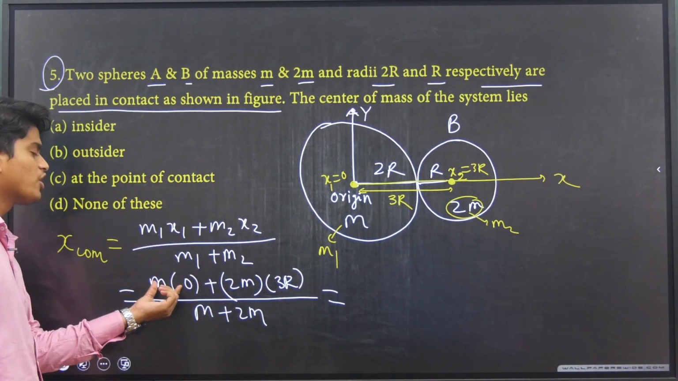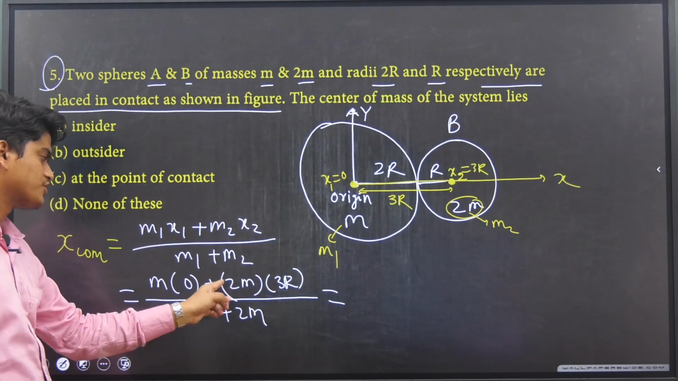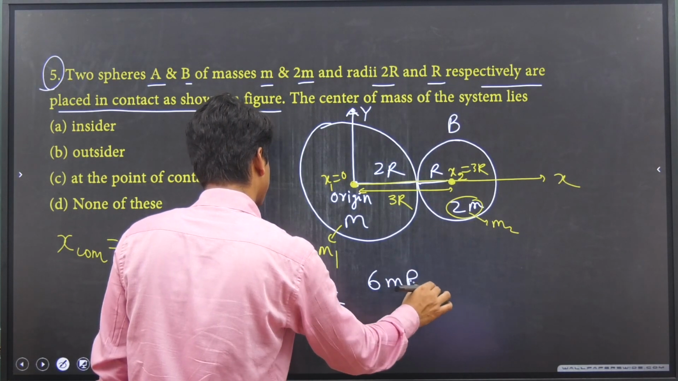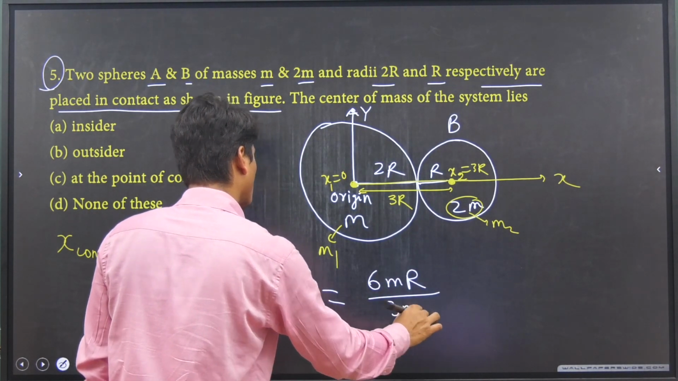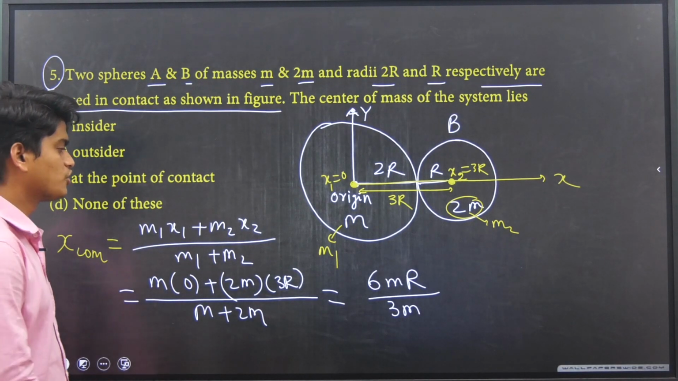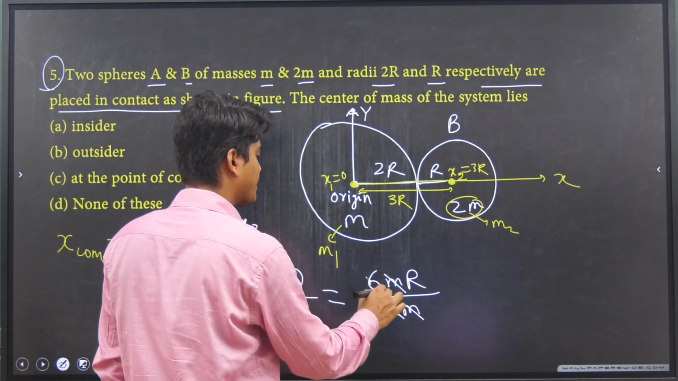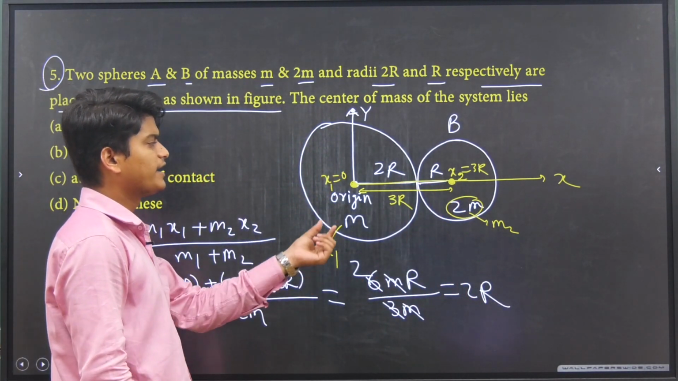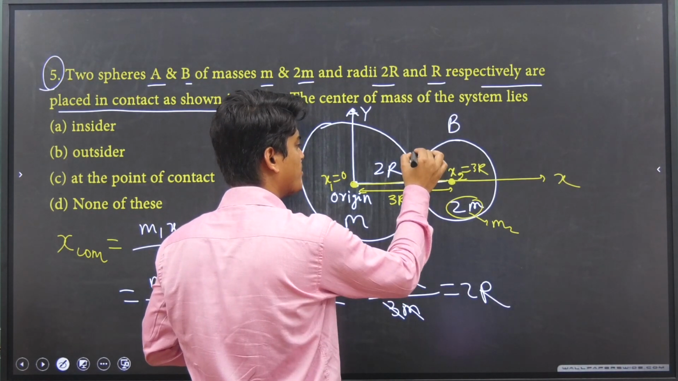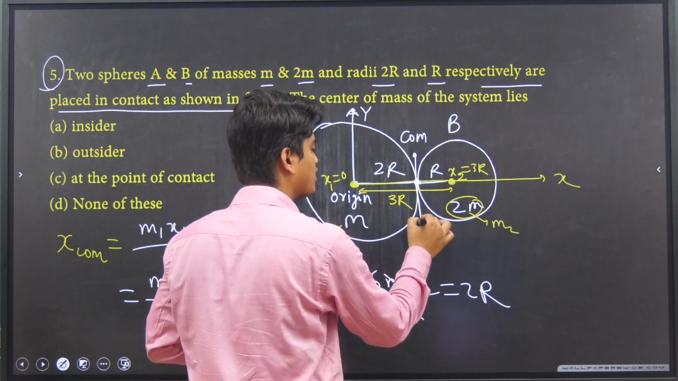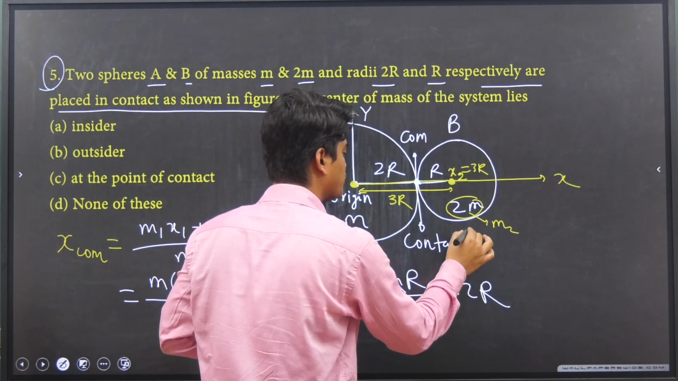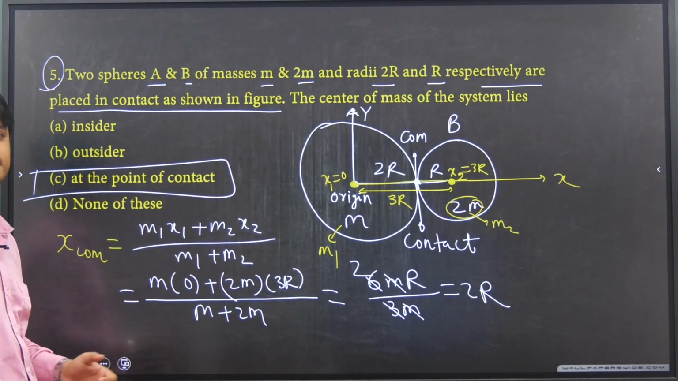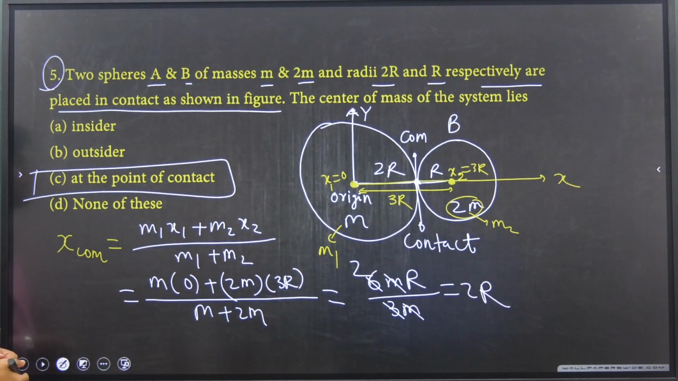I will calculate this. The left side will be 0, and this one will be 2 into 3, that is 6mr, divided by m plus 2m, that is 3m. Now m will cancel and 3 will cancel, 6 over 3 is 2, so the distance is 2r. So the x center of mass is at a distance 2r. That means the center of mass position is here, which is basically the contact point of the two spheres. So the answer is: at the point of contact, the center of mass is present.